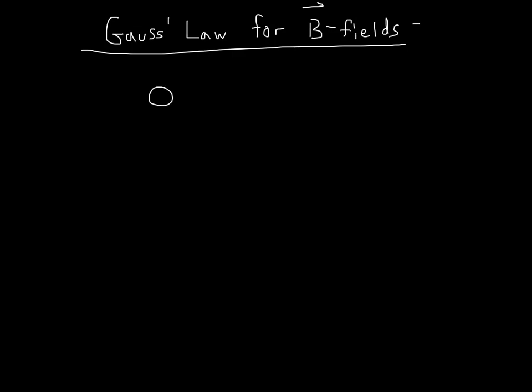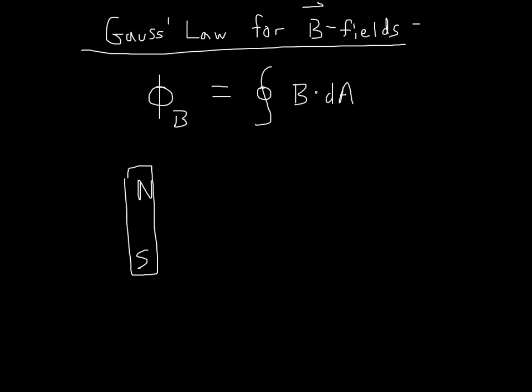for magnetic fields. So Gauss's law, the magnetic flux, is going to measure how many magnetic field lines go through a surface. That's going to be equal to the surface integral of the magnetic field B times the area. So to figure out Gauss's law for magnetic field, we're going to draw a magnet. We have a north pole and a south pole. This happens for all magnets. All magnets have a north pole and a south pole.